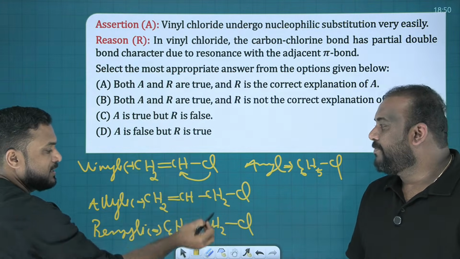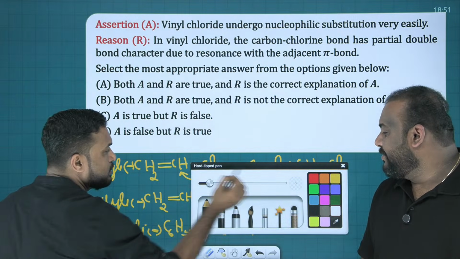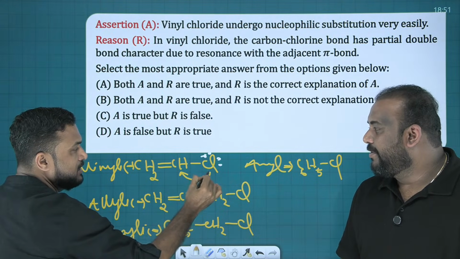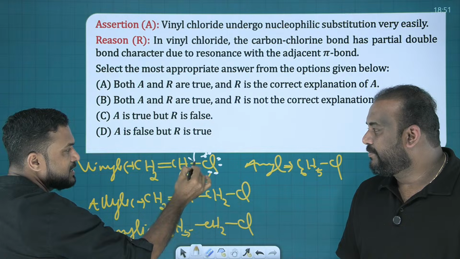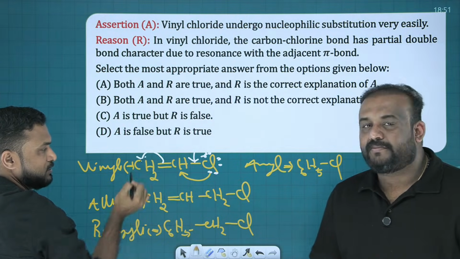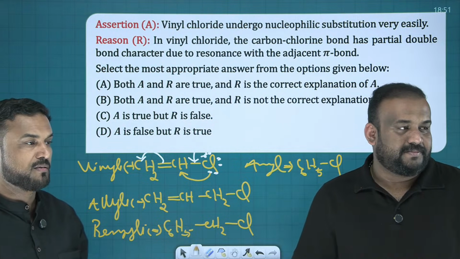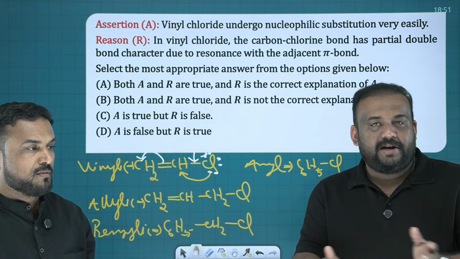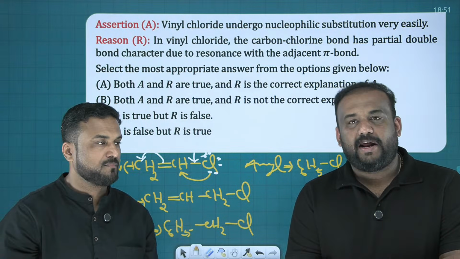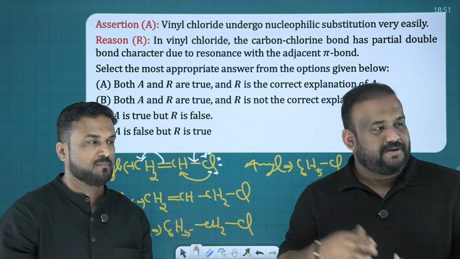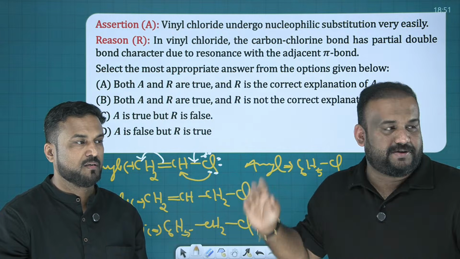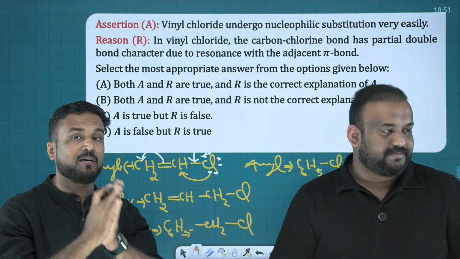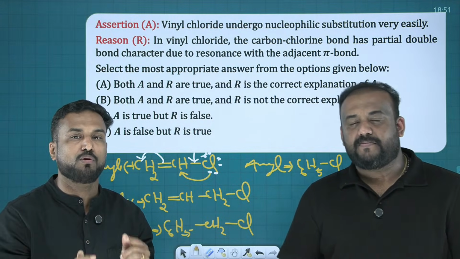this bond will have a partial double bond character. Because the halogen has 3 lone pairs, one will enter over here as a double bond, then this will be gained by this one. That is called the resonance. So the same reason as for aryl halides, why they don't undergo nucleophilic substitution, the partial double bond character is there here also. That is why haloarenes and vinyl halides do not participate in nucleophilic substitution.